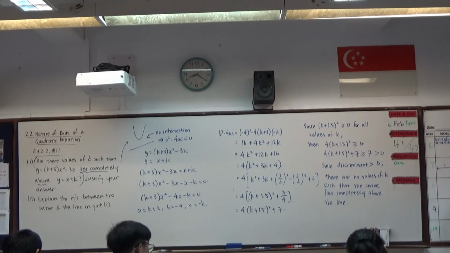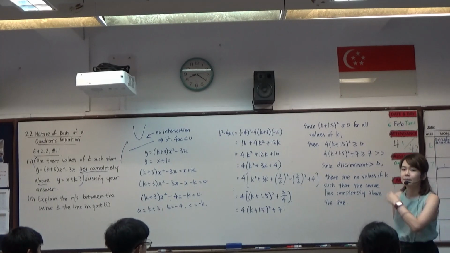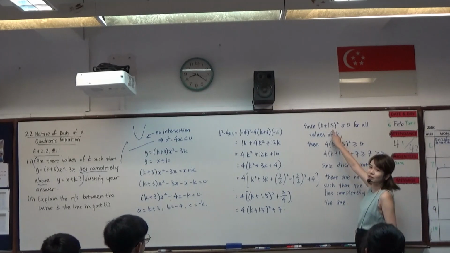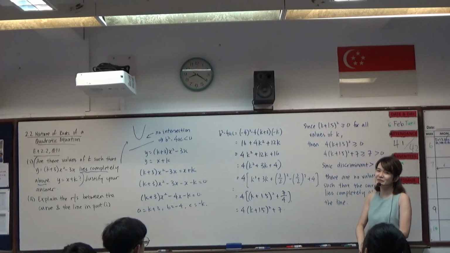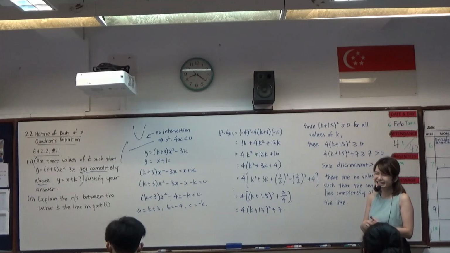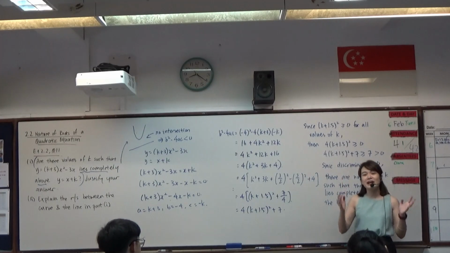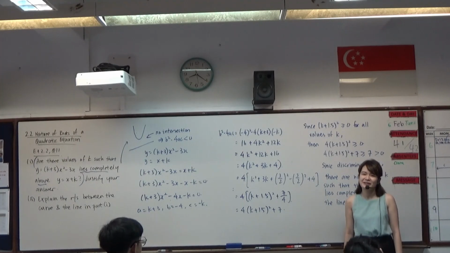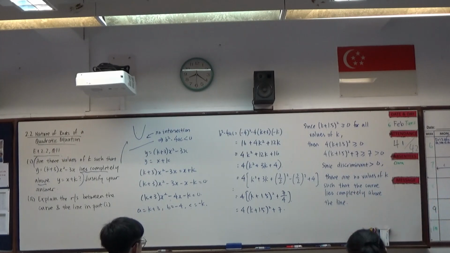Why is it k plus 1.5 squared that is bigger than or equal to 0? Why is this greater or equal to 0? We did this a lot of times already. Because whenever you square a number, it becomes positive. Okay, so maybe you want to remind yourself about that.